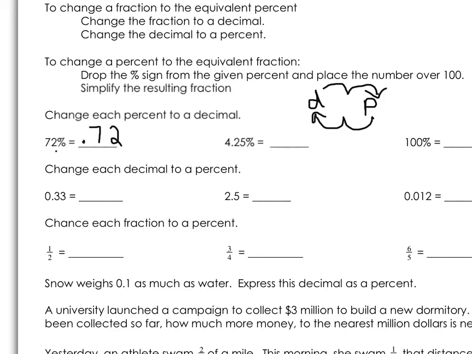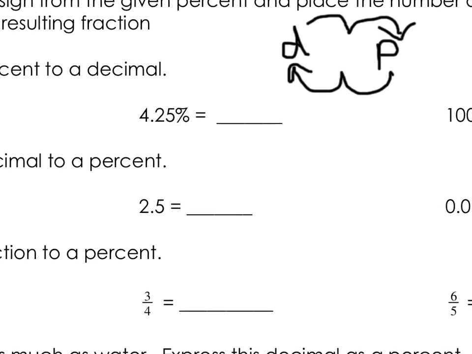4.25, currently the decimal is between the 4 and the 2. I want to move that decimal 2 places to the left. There's nothing here in this spot, so we'll put a 0. You may write it 0.0425, or some of you will prefer to put a 0 before the decimal, 0.0425. Either one is acceptable.